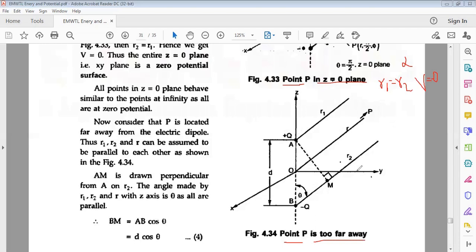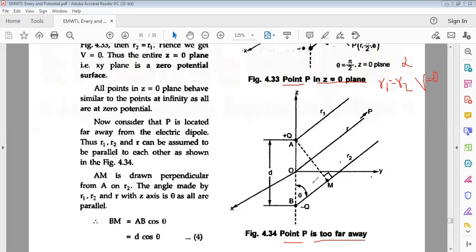And PM is R1, and you can subtract its total value, the PM plus BM in MP. Okay, so AM is drawn as a perpendicular from A on R2. The angle made by R1, R2 and R with the Z axis is theta, as all are parallel. And these form a right angle triangle now. Whenever you draw a perpendicular line on R2, we get ABM as a right angle triangle.